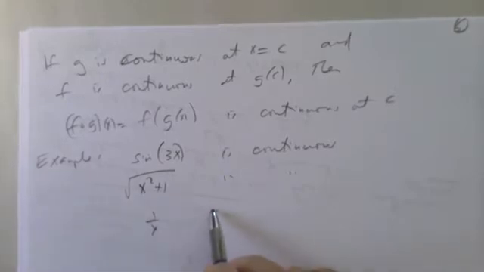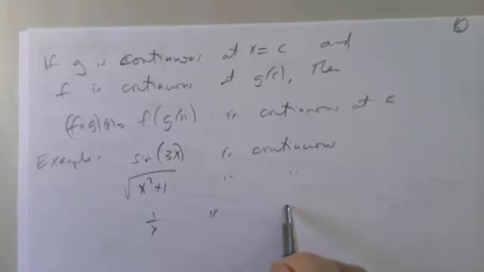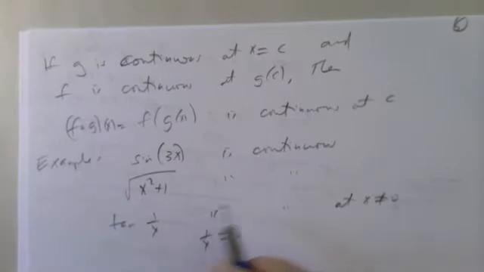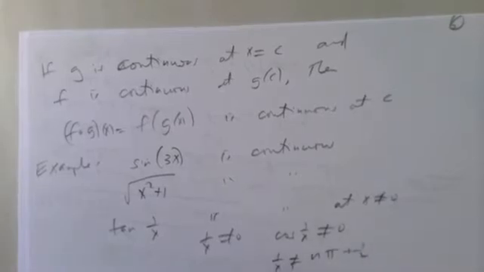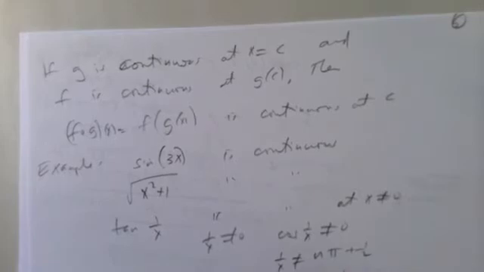1 over x is continuous when x is not 0. And the tangent of 1 over x is continuous wherever this is defined. So first of all, 1 over x is not 0, and the tangent is sine over cosine. Cosine of 1 over x is not 0, which means 1 over x is not a multiple of pi plus a half pi, which means x is not 1 over a multiple of pi plus a half pi.